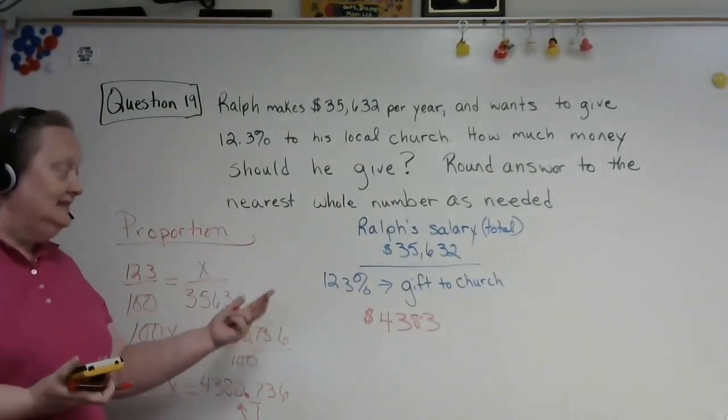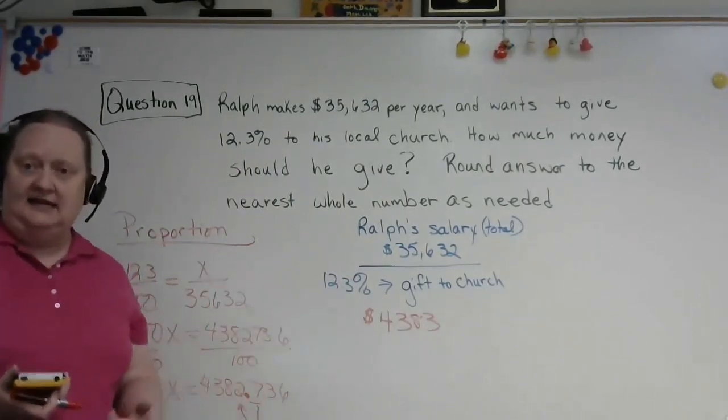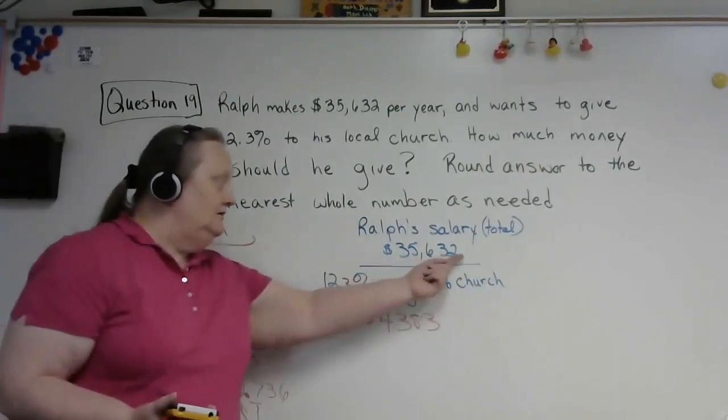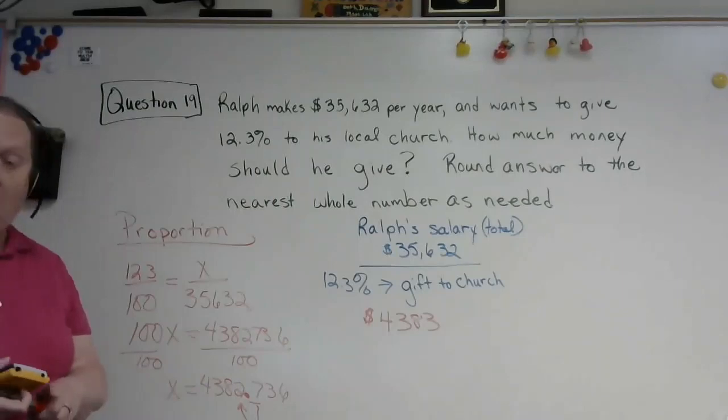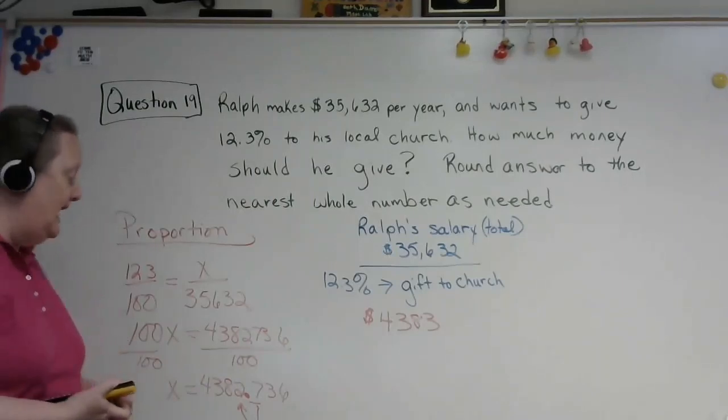And that's a little bit more than 10%. I know 10% would be to move the decimal over and would be about $3,500. So that's a comparable amount and is about the right size.